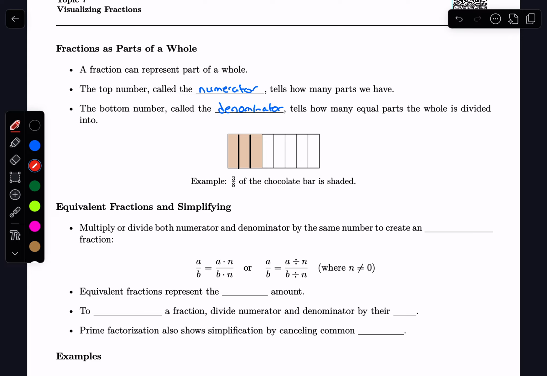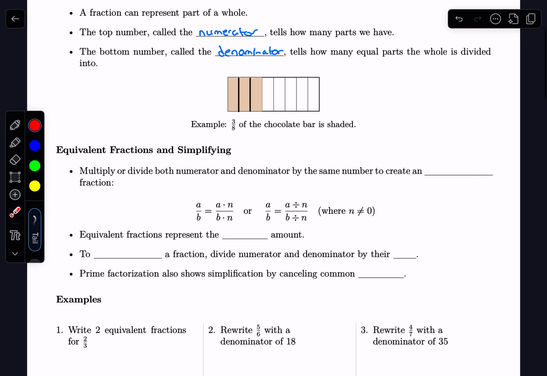So for example, this bar down below is divided into 1, 2, 3, 4, 5, 6, 7, 8 equal pieces, and we have 1, 2, 3 of them that are shaded brown. So we would say that 3/8 of the chocolate bar are shaded. Okay, where again, the 8 on bottom represents how many equal pieces, all 8 of them we have, and the 3 on top represents the 1, 2, 3 pieces that are shaded. So parts of a whole just says how many parts are we including.